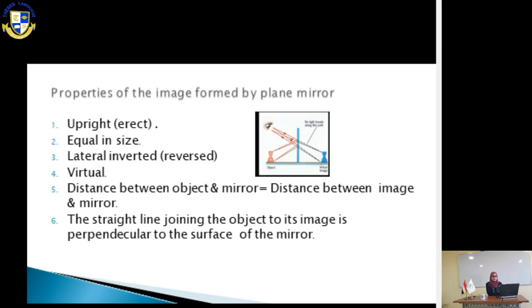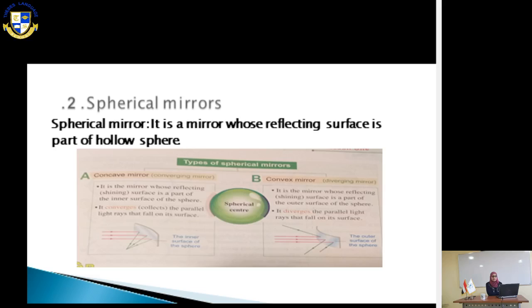Slide number 6. The second type of mirror is called spherical mirrors. A spherical mirror is a mirror whose reflecting surface is part of a hollow sphere. As shown here in the figure, we have two types of spherical mirror, the concave mirror and the convex mirror. The concave mirror, as shown in the figure, collects the light rays, and its reflecting surface is the inner part of the sphere. And the convex mirror's reflecting surface is the outer part of the sphere, and it diverges the light rays which fall on it.